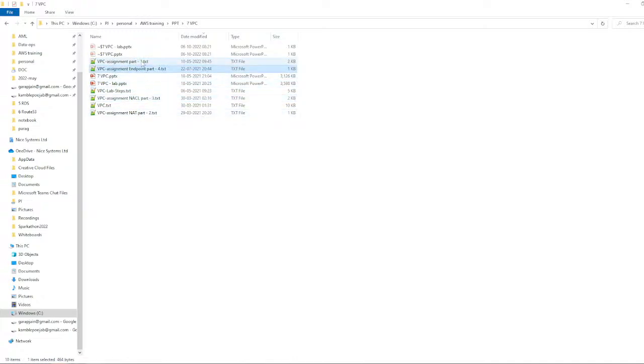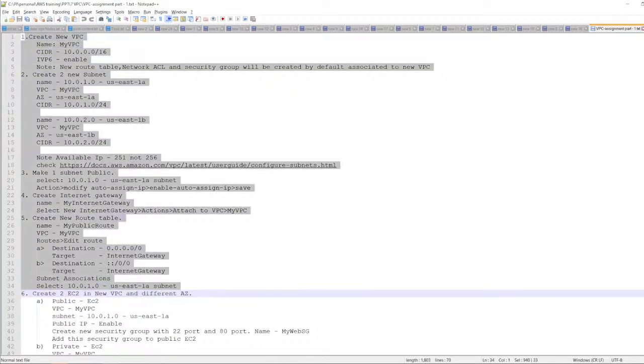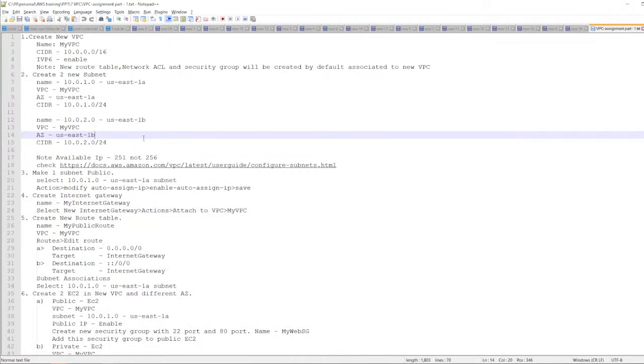We have to complete 4 assignments. So in the assignment number 1, if you open, all the steps are given here. I have written these steps because I know the VPC is quite complicated. Please follow these steps, and I am going to follow these steps as well so that you will be more comfortable. So create a new VPC.